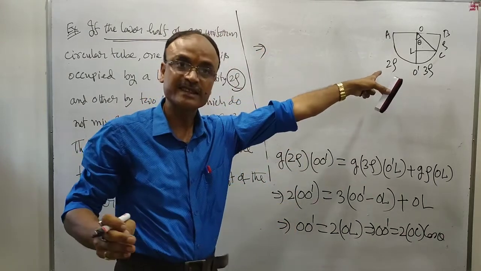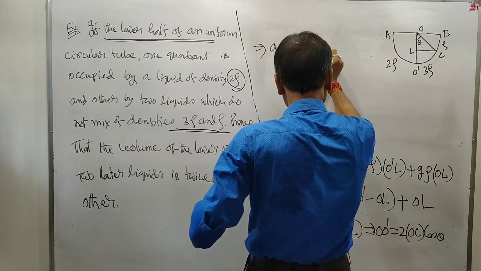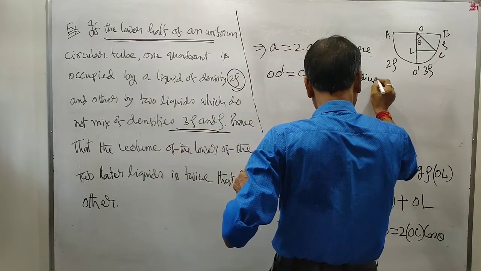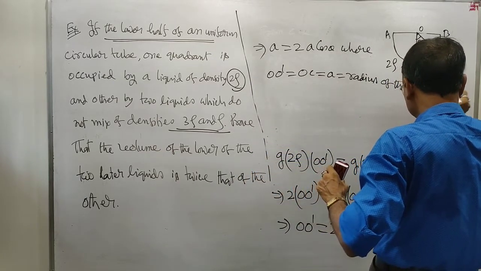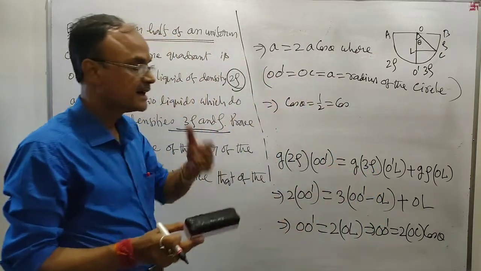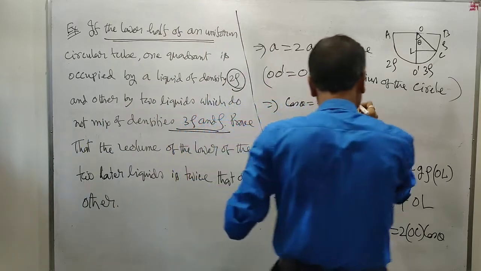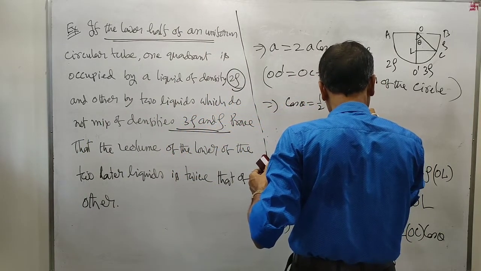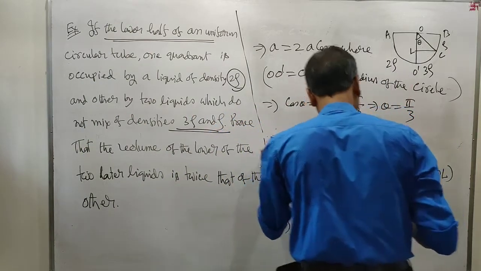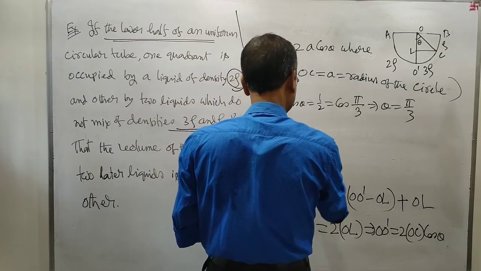This means OO dash is the radius of the circle. Suppose this is a, equal to 2 times OC, the radius, a cos theta, where a is the radius of the circular tube. OO dash equals OC equals a. This means cos theta equals half, cos 60 degree, which means pi by 3. This means theta is equal to pi by 3. You have got theta equal to pi by 3. Therefore, COL is equal to pi by 3.